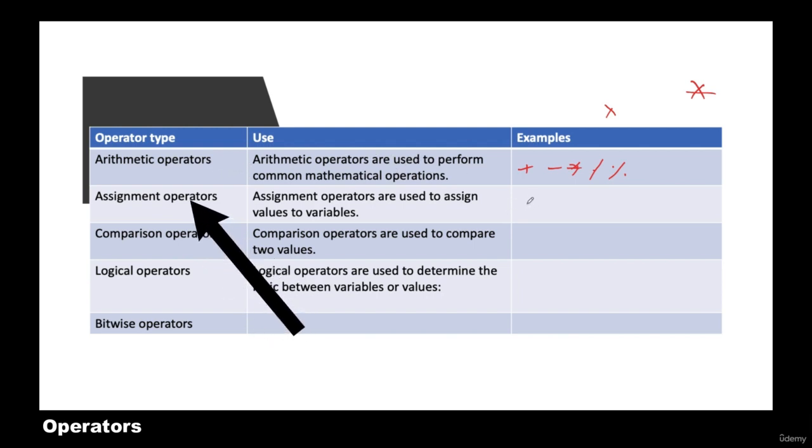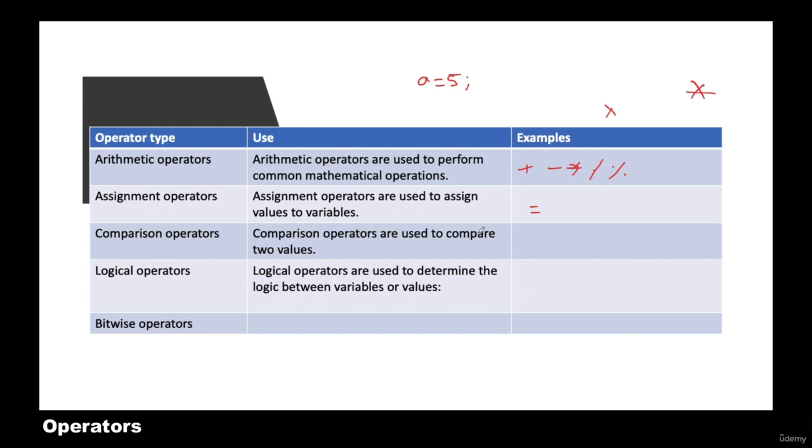Now we have assignment operators, which is equal to. Equal to means if we want to assign a value to a variable. If there is a variable called a, and I want to put the value of a equal to 5, then we use equal to. So that is an assignment operator.